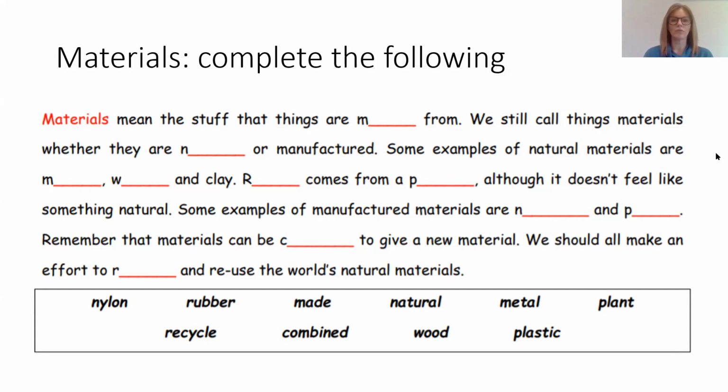Blank comes from a blank, although it doesn't feel like something natural. Some examples of manufactured materials are blank and blank. Remember, the materials can be blank to give a new material. We should all make an effort to, you can fill in the gap there, and reuse the world's natural materials. Okay, so that's talking to you there just about materials.